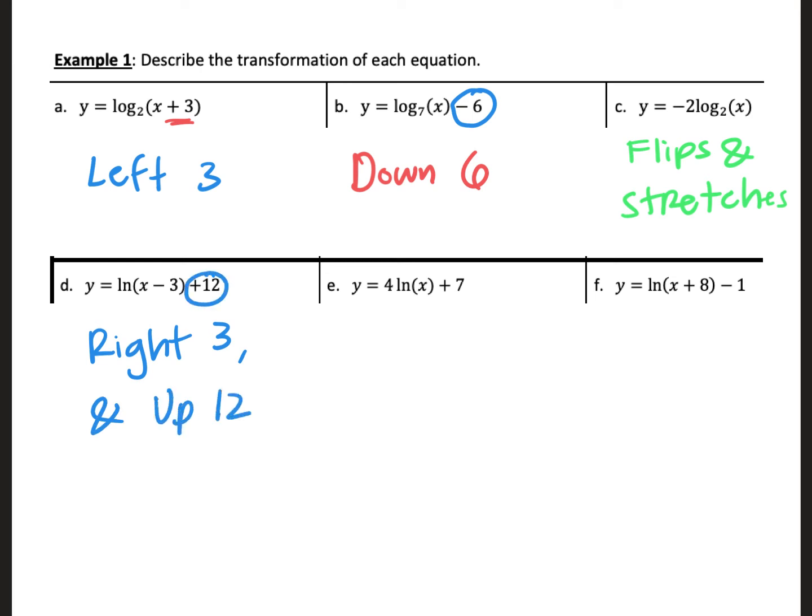Again, the number on the end after your parentheses is up or down. And that one moves like you think it would. If it's positive, it's going to move it up. If it's a negative, it'll move it down.